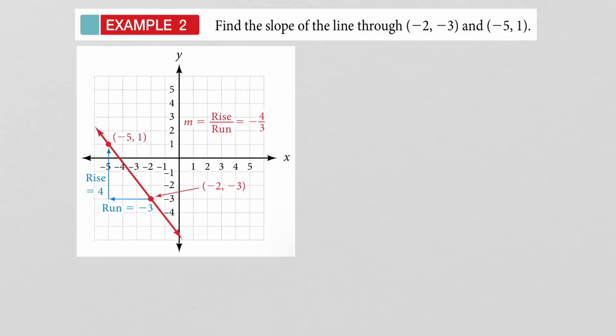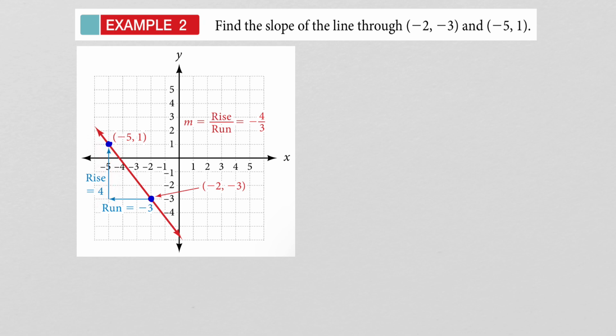Next, let's find the slope of the line that goes through the 2 points, (-2, -3) and (-5, 1). Now, notice this time they don't give you the equation of the line, but they do give you 2 points. And so one way to find this slope would be to graph these 2 points. So here is the point (-2, -3). And here is the point (-5, 1). And you can see the line going through those 2 points here. Now, what is the rise and the run? Well, the rise can be thought of as either +4 or -4. It depends on which way you go.